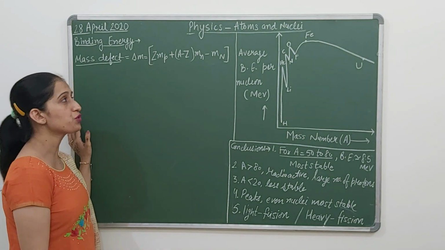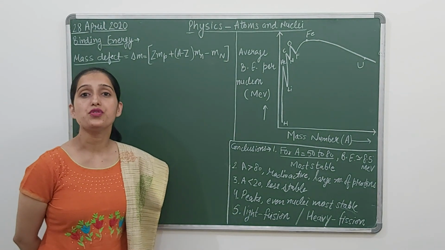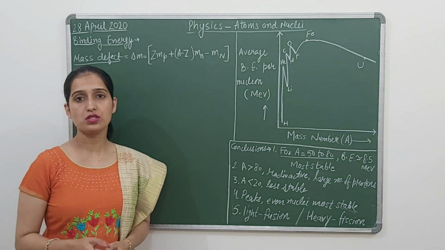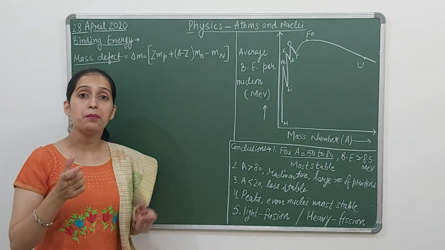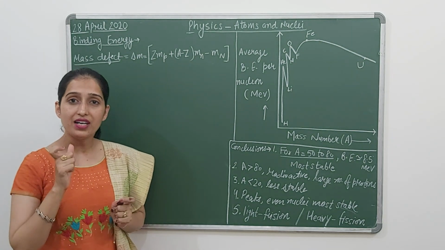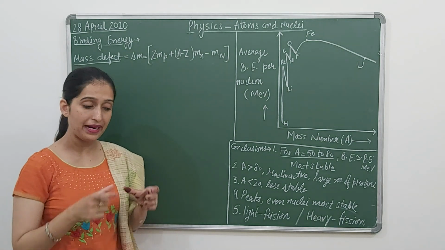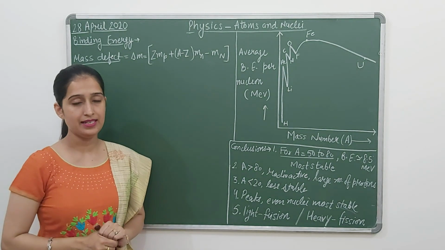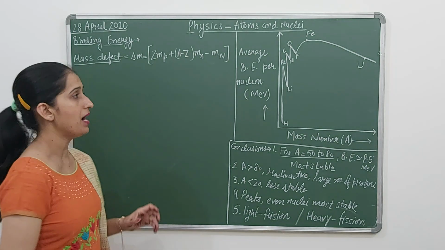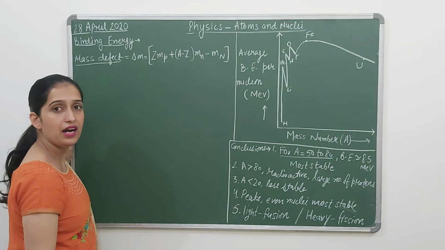Firstly, I am going to recapitulate the mass defect. Mass defect comes into play when we are bringing neutrons and protons from infinity and putting them inside the nucleus. The work done in bringing those nucleons from infinity and binding them inside the nucleus, we are losing some mass. What is that loss of mass? That is mass defect. It is denoted by delta M.